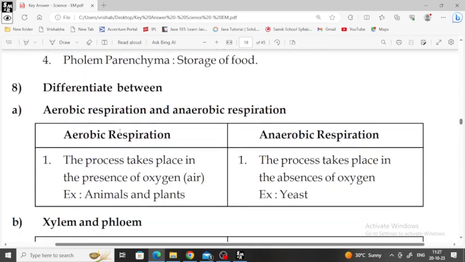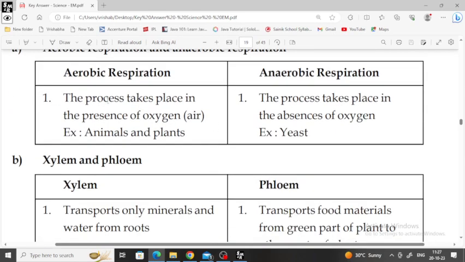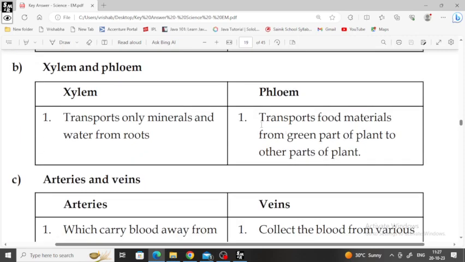Then differentiate between aerobic respiration and anaerobic respiration. The process that takes place in the presence of oxygen is called aerobic respiration. The process that takes place in the absence of oxygen is called anaerobic respiration. Aerobic respiration occurs in higher plants and animals. Anaerobic respiration occurs in bacteria and yeast.